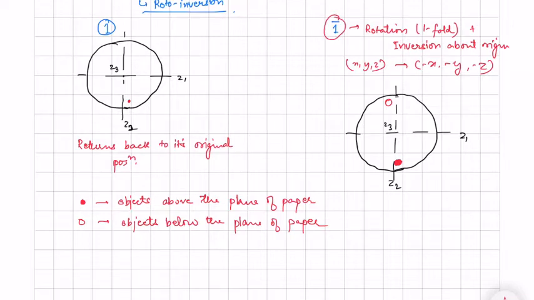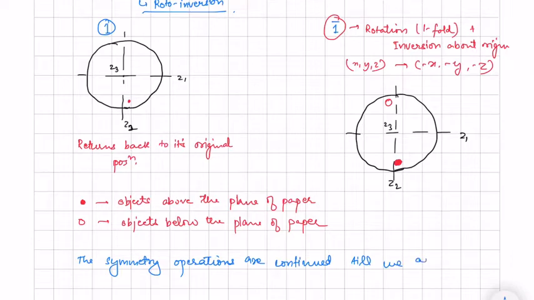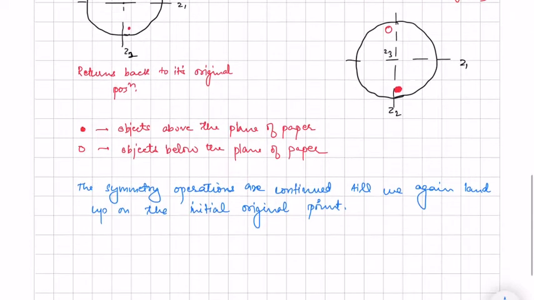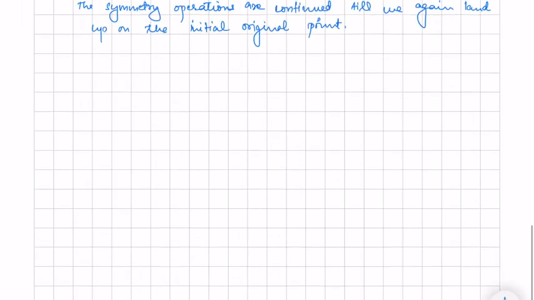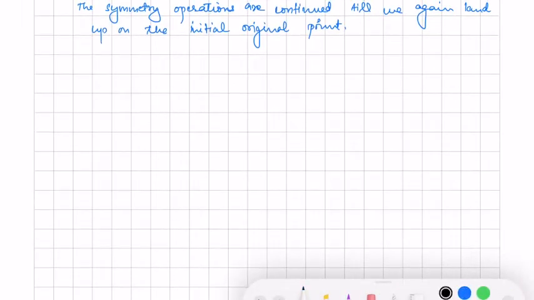So we continue to apply symmetry operations until we reach the initial original point. Okay. The symmetry operations are continued till we again land up on the initial original point. Okay. Now moving on to the next crystal system, that is monoclinic.